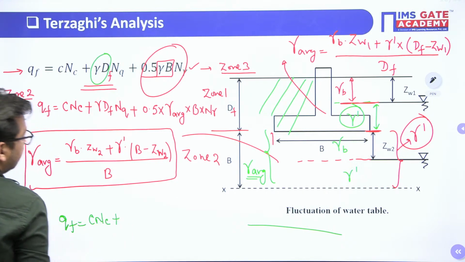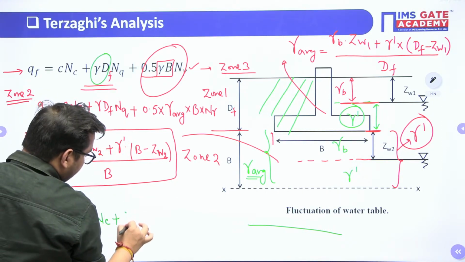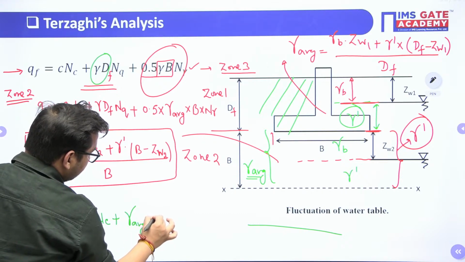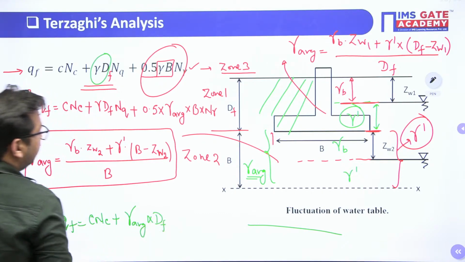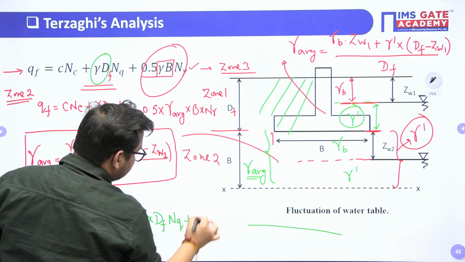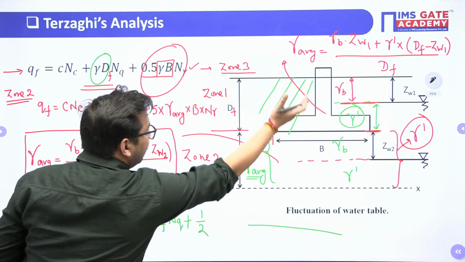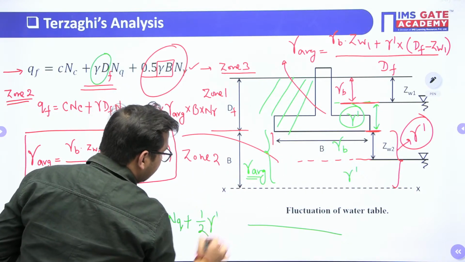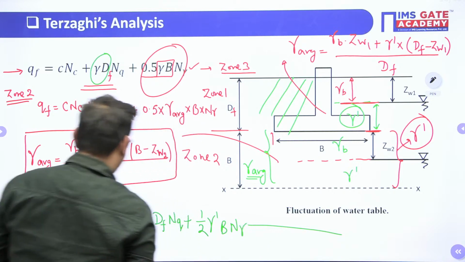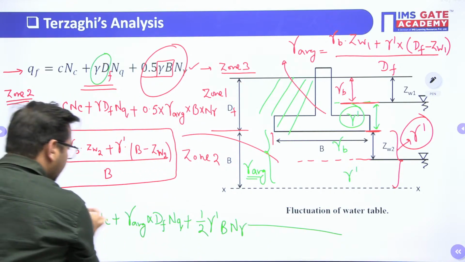CNC plus, now instead of gamma there will be gamma average into DF into NQ plus half gamma. This soil will now be in submerged condition. Gamma submerged into B into N gamma.